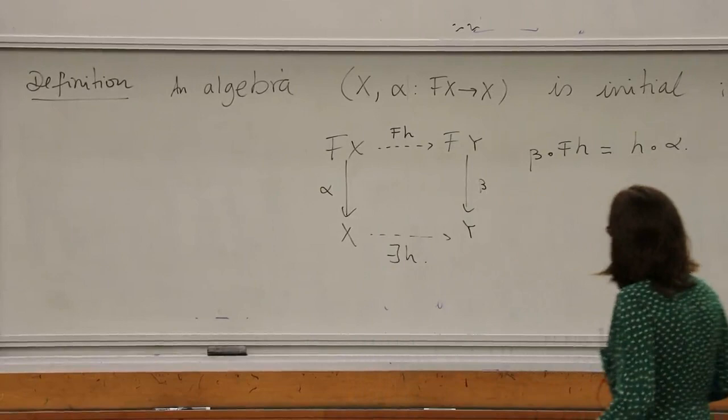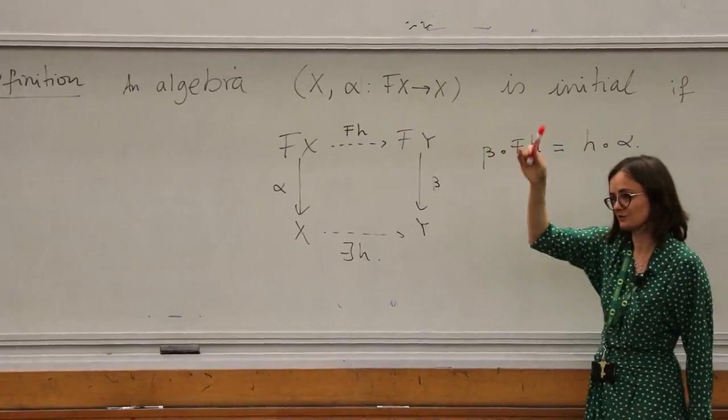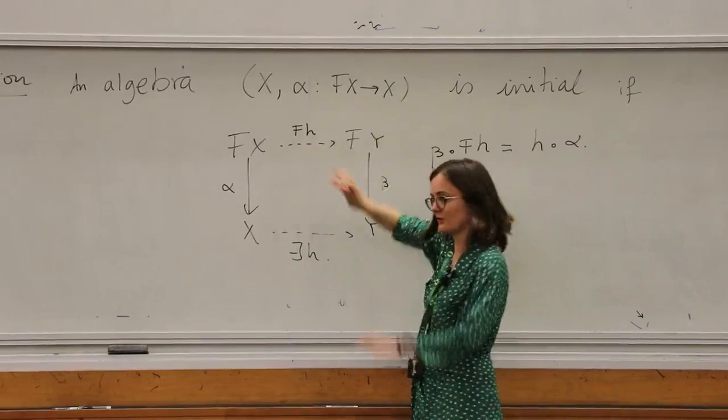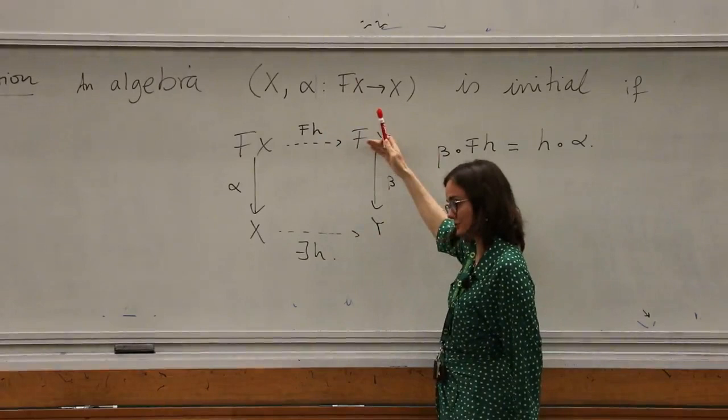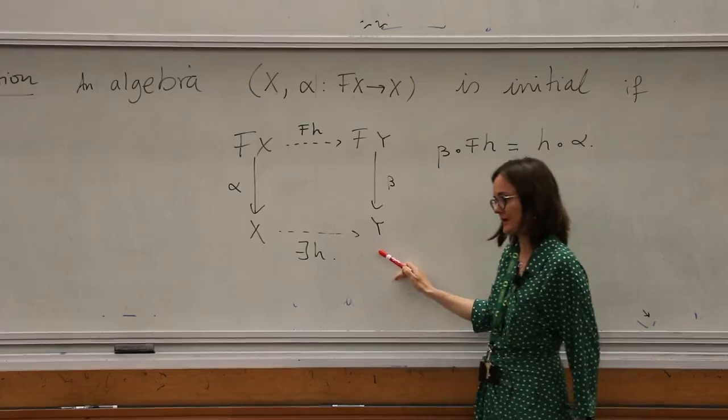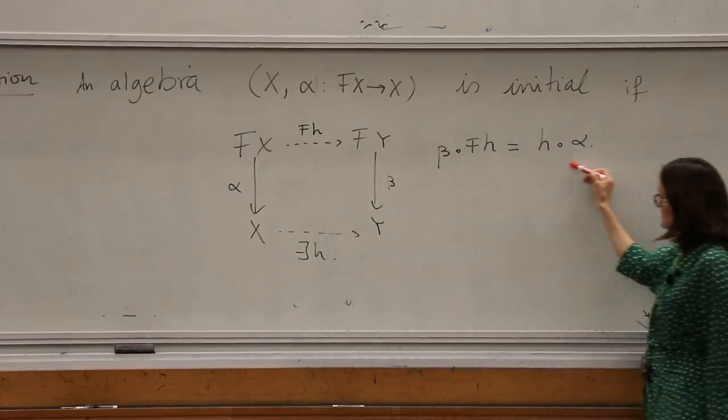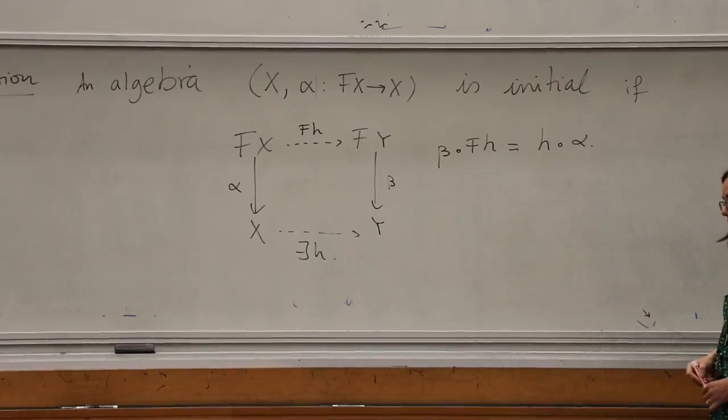So the functor is fixed. I'm defining this for a functor f. I don't know who asked the question. So the functor is fixed, and this is an algebra for a functor f. And then I say, for any other algebra for that same functor, there is a unique map h between x and y, between the carrier sets, such that this diagram commutes, which is just such that this equation holds. So f is a parameter of the definition.